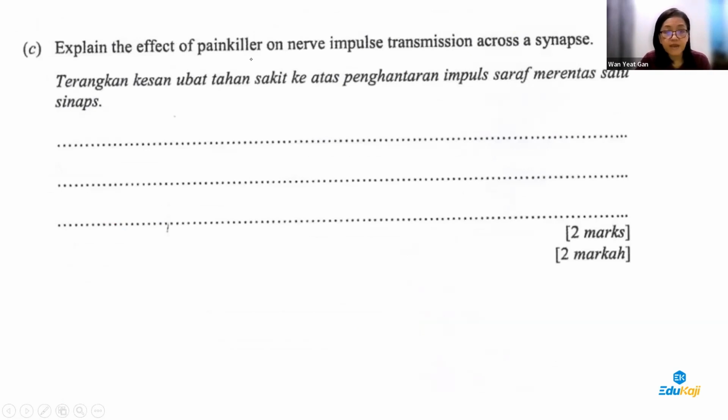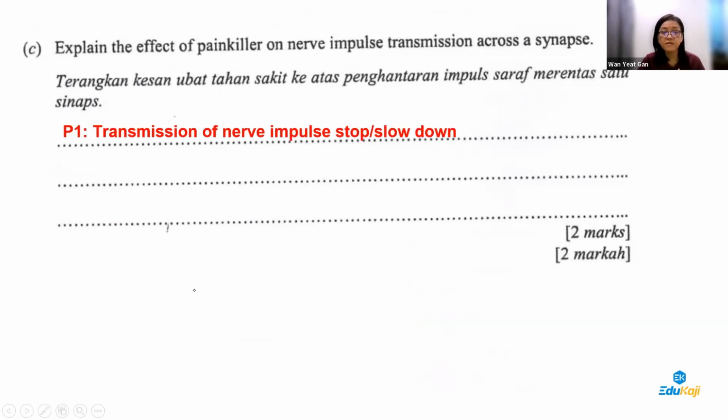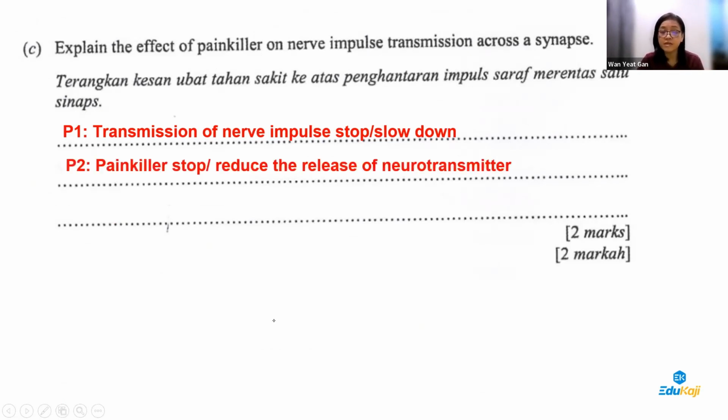Okay, explain the effect of painkiller on nerve impulse transmission across the synapse. Now we want to see what painkiller does to the impulse transmission. The first thing is painkiller stops pain in the patient. So we want the transmission to be slower so that the pain signal can be slowed down. When you take a painkiller, you are slowing down the transmission of nerve impulses. The painkiller reduces the release of neurotransmitter, so with less neurotransmitter, the transmission of nerve impulses will automatically slow down.